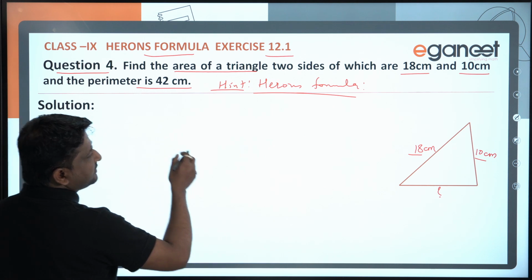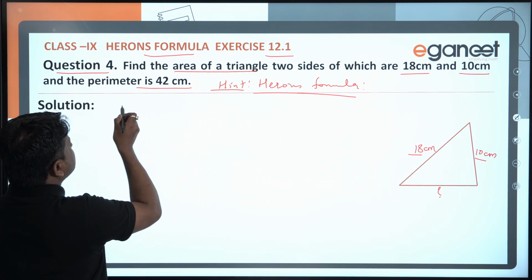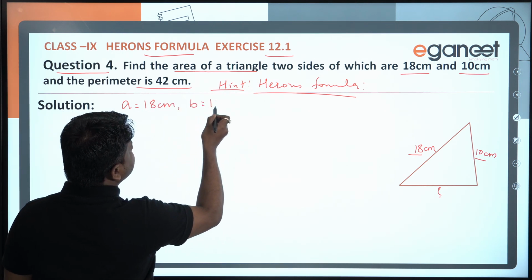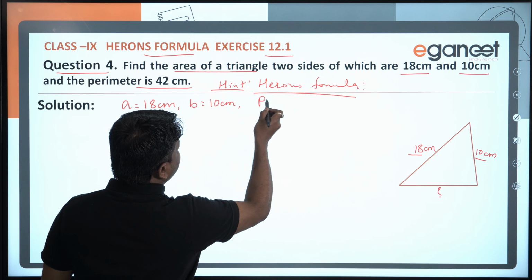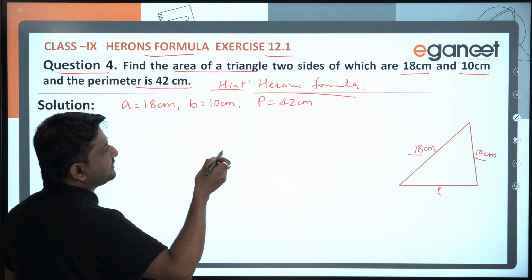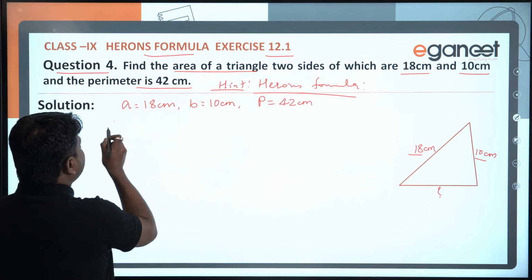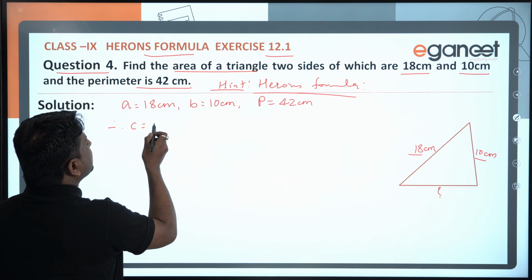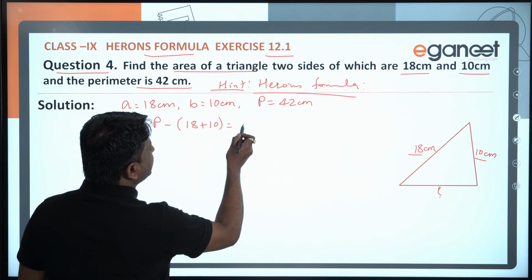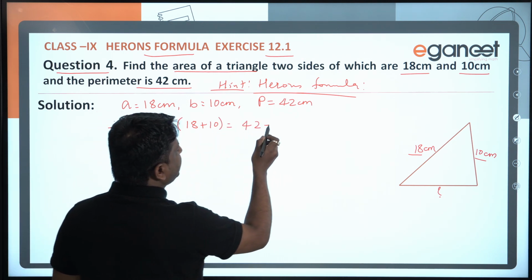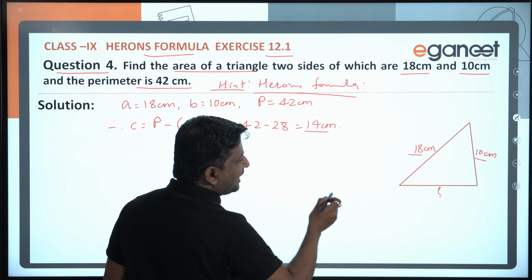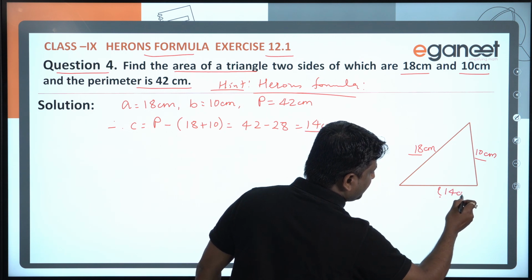So what is given is, we'll consider the two sides of the triangle. Suppose let me consider a as 18 centimeters, b as 10 centimeters, right? Let me call P as the perimeter. It is given as 42 centimeters. Now let me say that c is the third side of the triangle, and therefore c will be equal to perimeter minus (18 plus 10). Now perimeter is 42. 42 minus 28, which is equal to 14 centimeters.